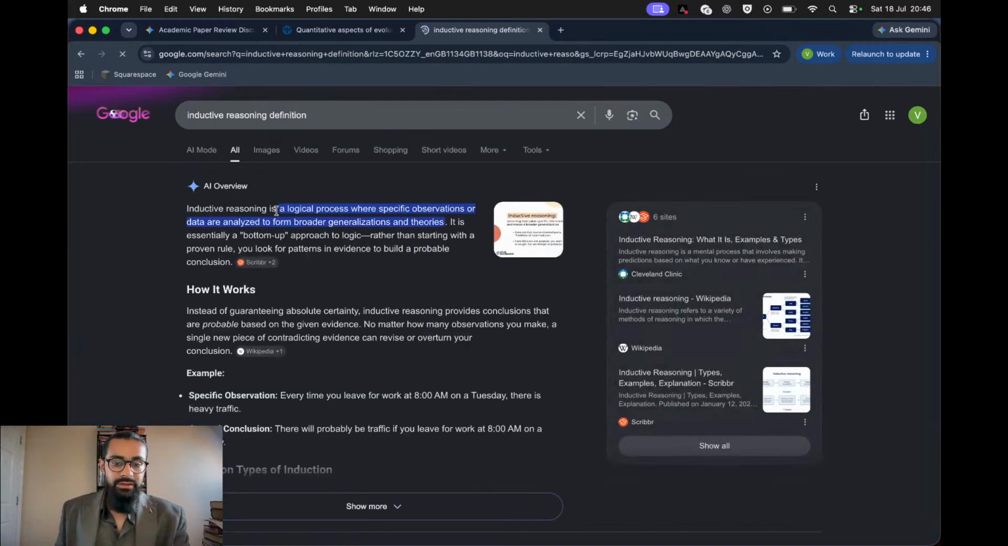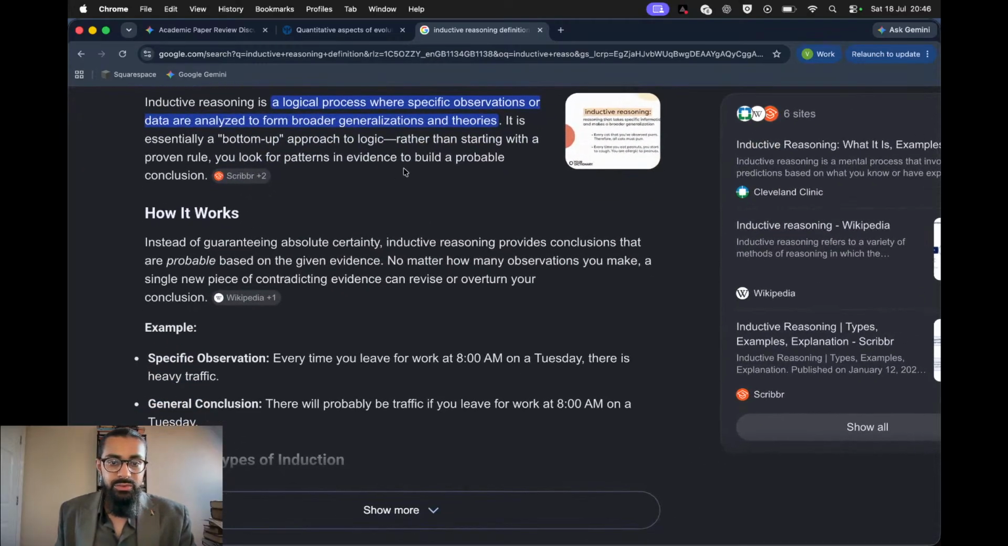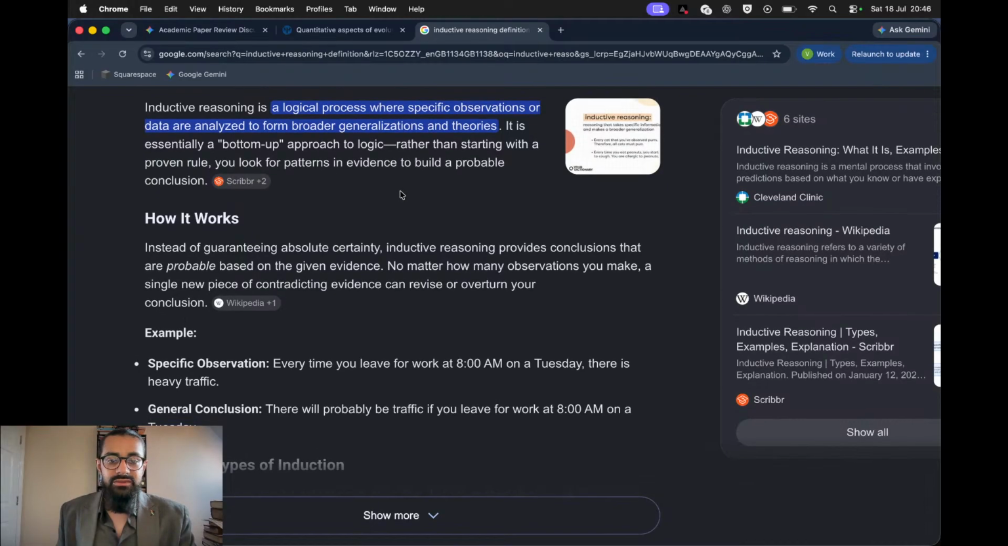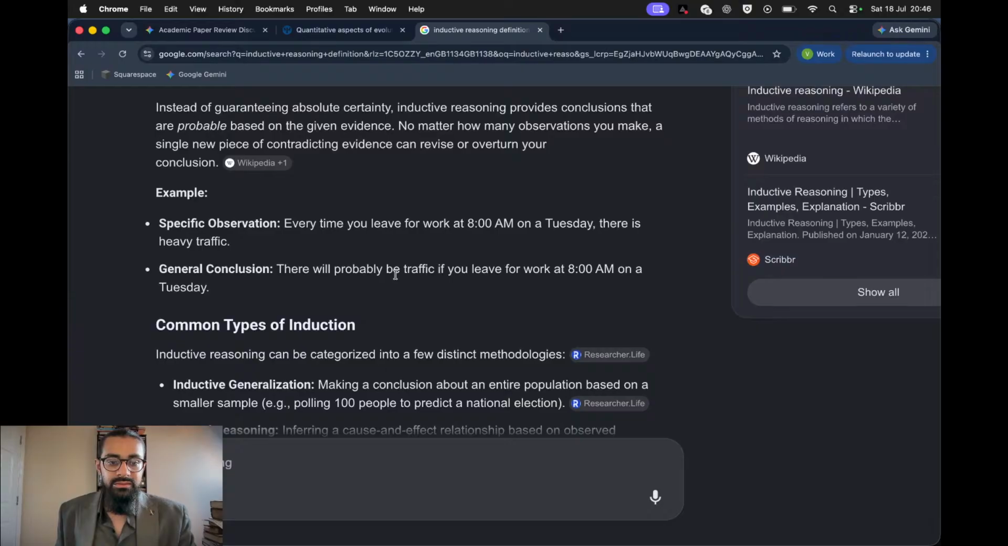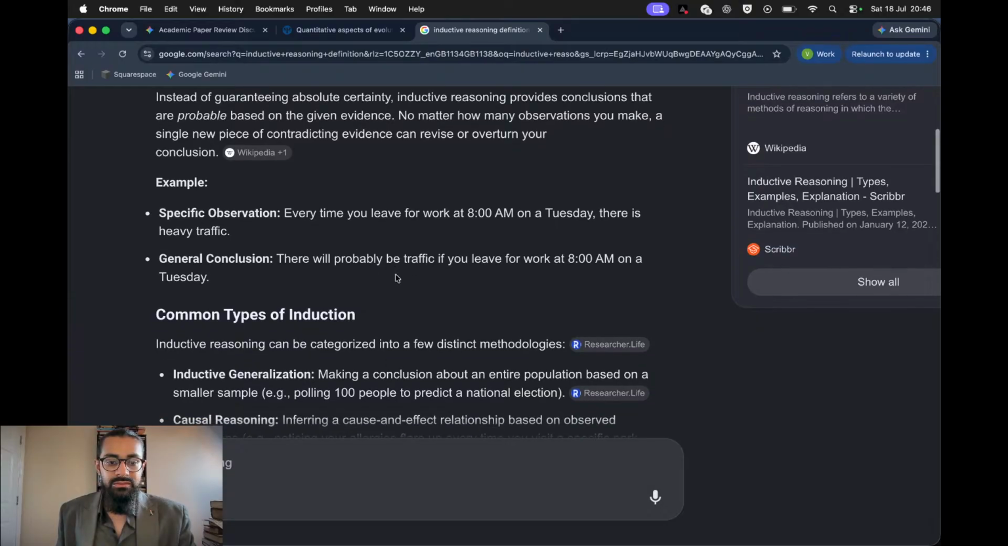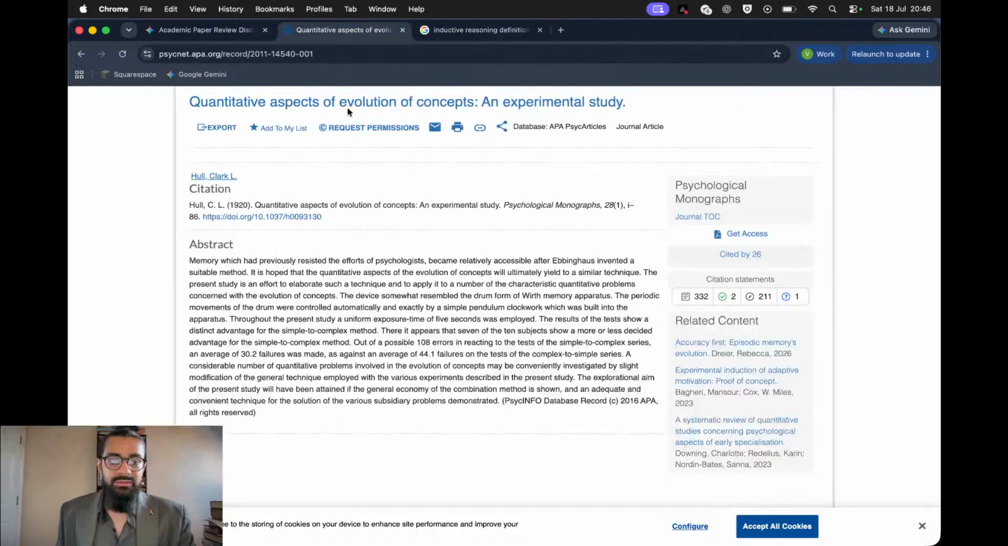Let me do a quick Google here. Inductive reasoning: logical process of specific observation data analyzed to form broader generalization theories. It is essentially a bottom-up approach to logic rather than starting with a proven rule. You look for patterns in evidence to build a probable conclusion. Yeah, perfect.